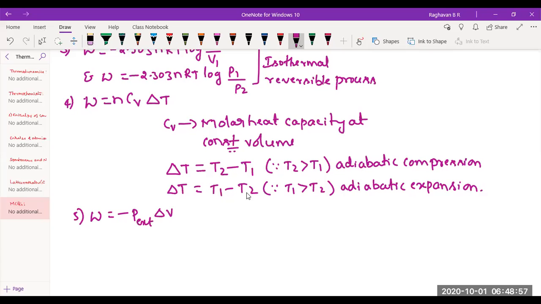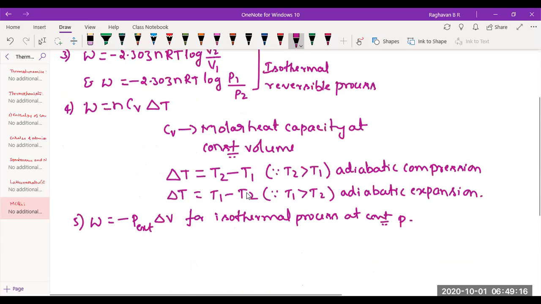So for an isothermal process, at constant pressure, based on these equations, there shall be problems.